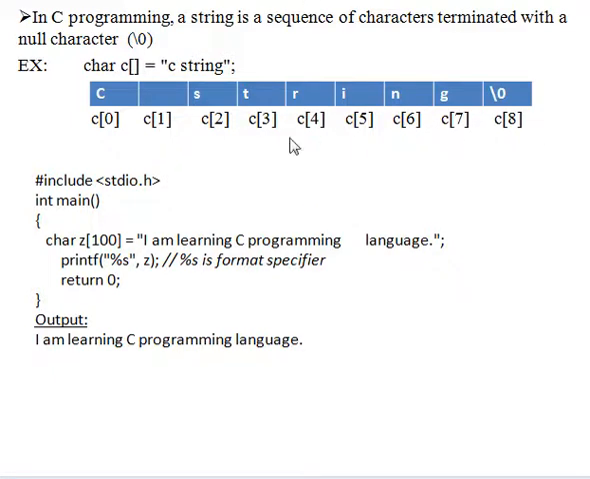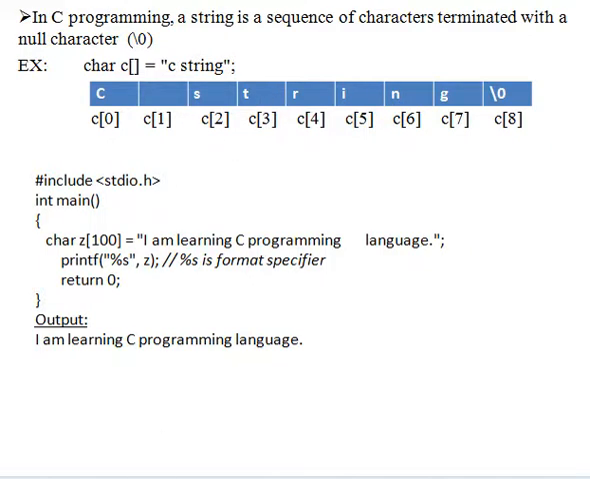8 characters will be stored from c of 0 to c of 7. And in the definition we said that a string will end with a null character. So the last character in the string is the null character, \0, which will be stored at c of 8. Right, so we can store strings like this.